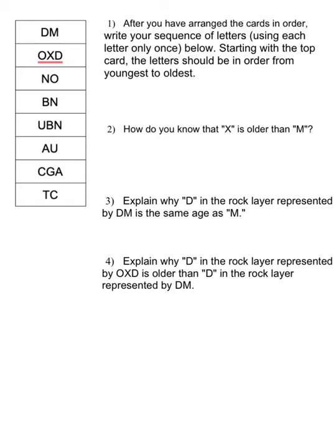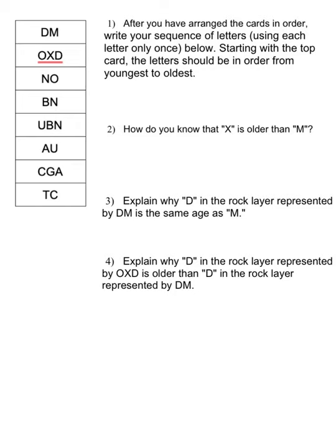All right, this is your index fossil lab analysis. Question 1. After you've arranged the cards in order, write your sequence of letters using each letter only once below. Starting with the top card, the letters should be in order from youngest to oldest.